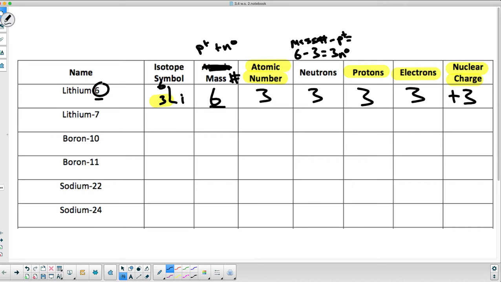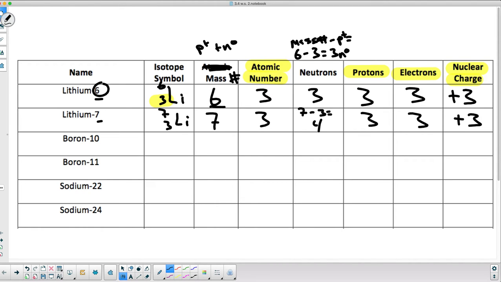So let's take a look at lithium 7 so you can get an idea. First I'm going to do a 7 there, a 3 there, it's still lithium. So there's my isotope symbol. I keep calling it a nuclear symbol because that's what I'm used to, but this says isotope symbol. The mass number now is 7 because that's what that number means. The atomic number for any lithium atom is always 3, which means 3, 3, and plus 3. I can do that automatically. The number of neutrons is 7 minus 3, which of course equals 4. And that's how you do that.